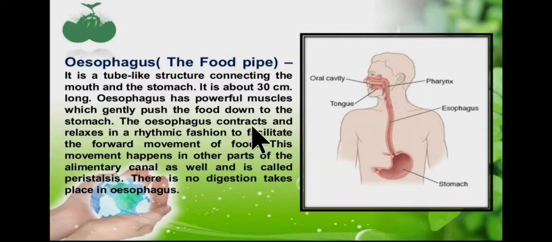The esophagus contracts and relaxes in a rhythmic fashion to help the forward movement of food. This movement happens in other parts of the alimentary canal as well and is called peristalsis. There is no digestion taking place in esophagus.